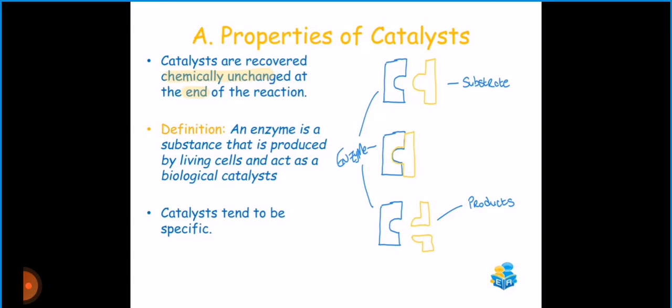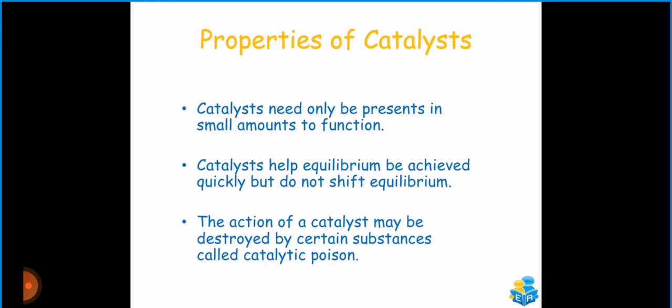However, any sort of change in this area here called the active site of your enzyme, if there's any change in the active site, it means that your substrate won't slot in perfectly, the reaction won't happen, and you won't produce your products. So when we say catalyst tends to be specific, we mean a change in active site can deem the enzyme useless. Now, catalysts don't need to be present in large amounts.